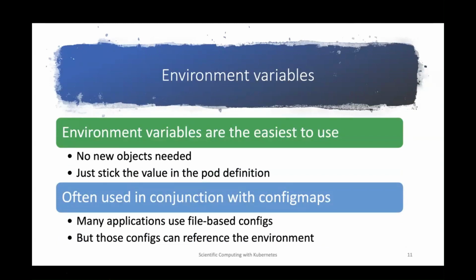And finally, the environment variables. Like with batch systems, you can inject config variables into your running environment inside the container. And they're the easiest to use because you don't have to create an independent object like with config maps or secrets. You just define them while you define your pod. And when you run, you see them. And they are often used in conjunction with config maps. So you have file-based configs that use config maps for the major things, but those are parameterized based on environment variables. So by combining the two, you get the best of both worlds.